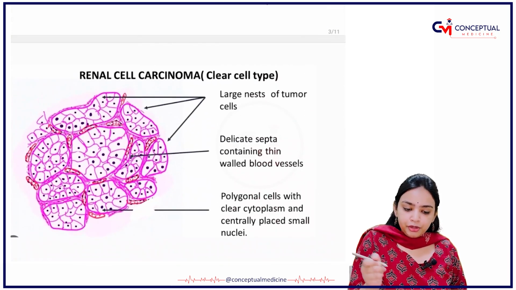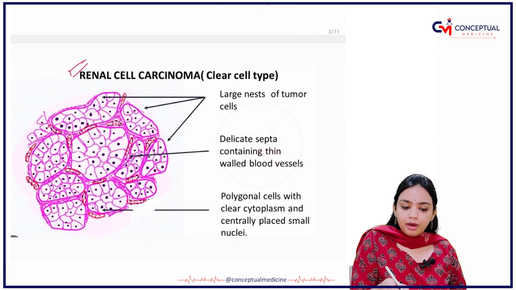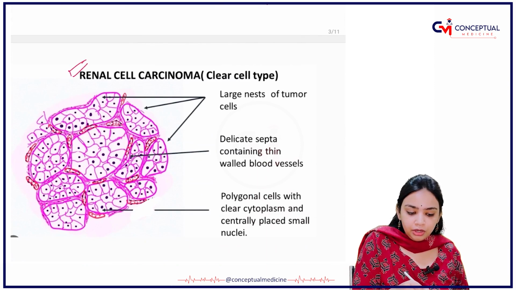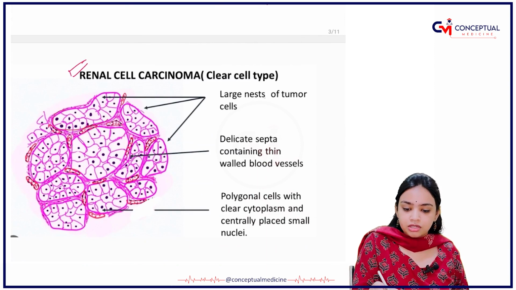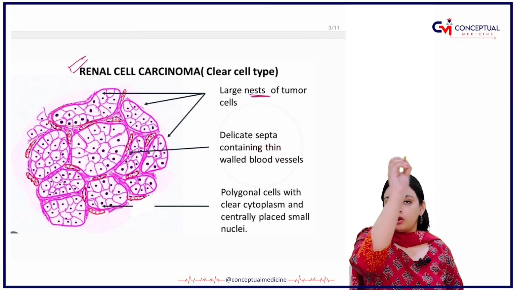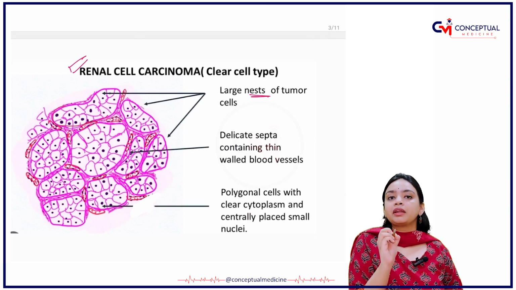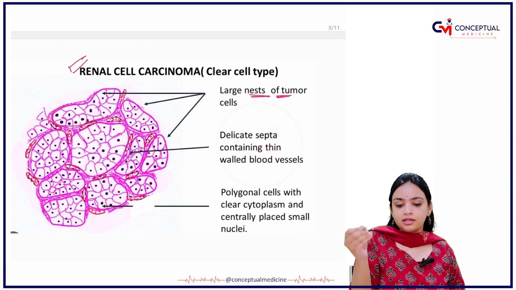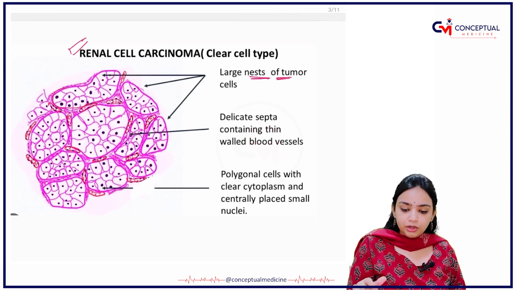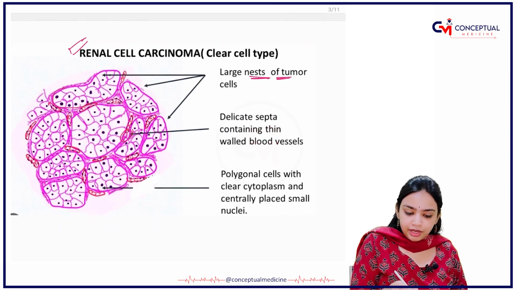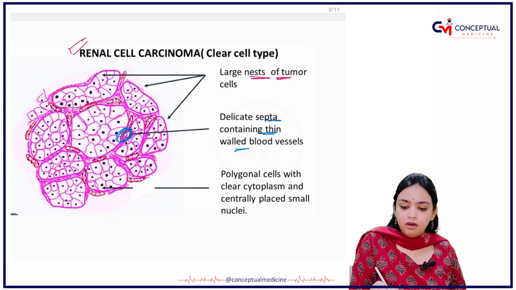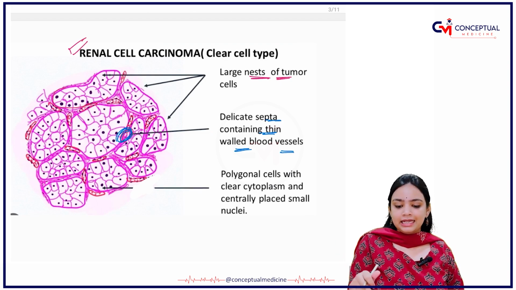See this beautiful diagram of renal cell carcinoma. These are the large cell nests. Although the size is also depicting that they are large, they are the large nests of the tumors. Then you have this thing over here. Wait, let me change the color. This is the septa containing a thin-walled blood vessel.